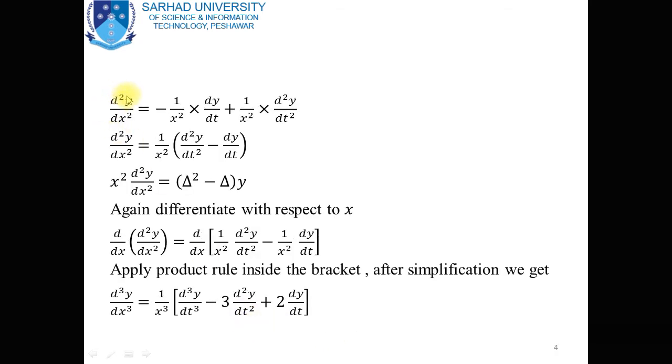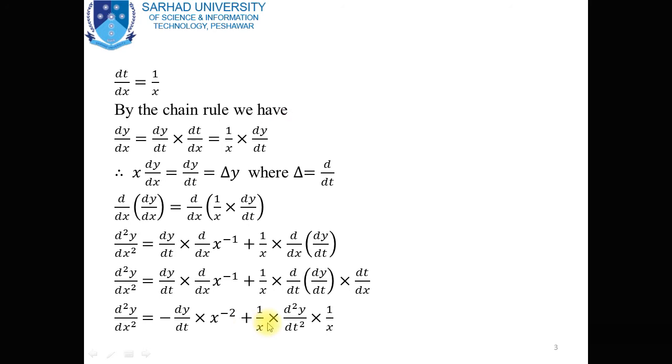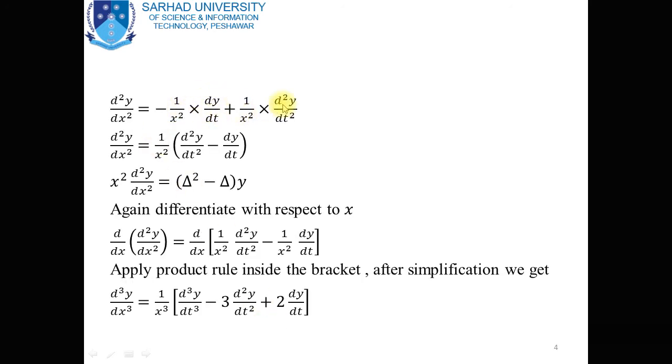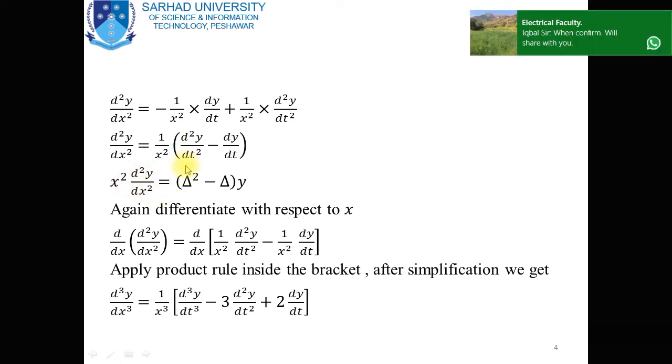Now d²y/dx² = minus 1/x² multiplied by dy/dt plus 1/x² multiplied by d²y/dt². So you see over here after simplifications, this is the result. Now taking common 1/x², we obtain d²y/dx² = 1/x² into (d²y/dt² minus dy/dt). Now multiplying both sides by x², we obtain x² d²y/dx² = (D² minus D) y.